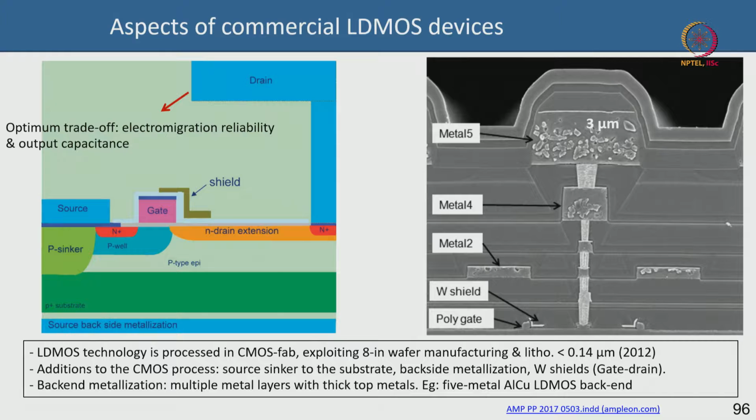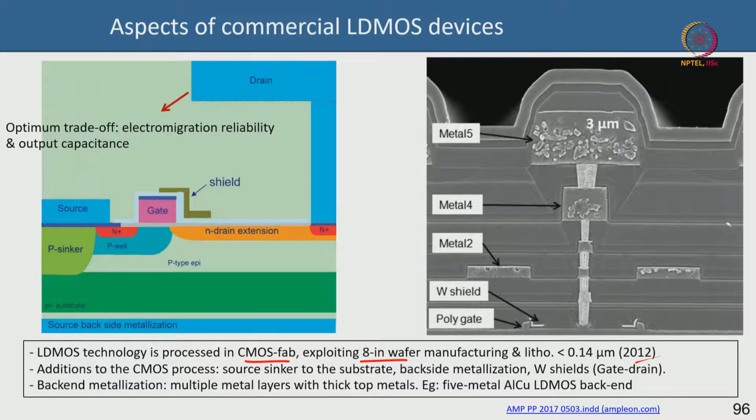Now these are some aspects of commercial LDMOS devices that I'd like to quickly run through. LDMOS technology or devices are processed in a CMOS fab, so of course it's a CMOS compatible process. They use 18-inch wafer manufacturing capability, and lithography at 0.14 or 0.13 micron, the 130 nanometer node, for instance, as of 2012. That's 10 years back, but things are of course changing.